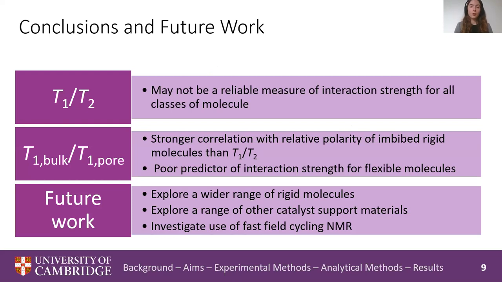So, what do we conclude from this? Well, that T1 over T2 ratio may not be a reliable measure of interaction strength for all classes of molecule. And the T1 bulk over T1 pore appears to be a better measure of interaction strength than T1 over T2 for the imbibed rigid molecules investigated. However, it was found to be a very poor predictor of interaction strength for the flexible molecules investigated.